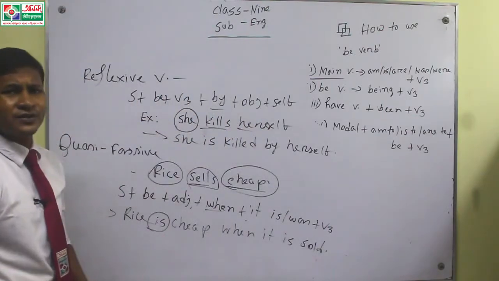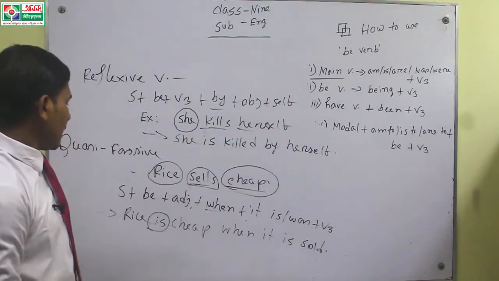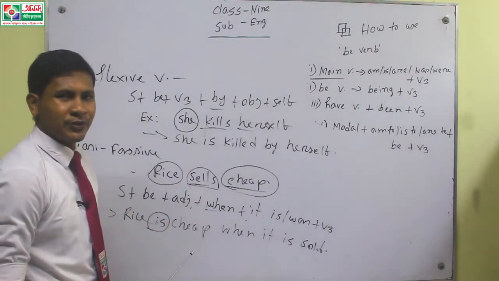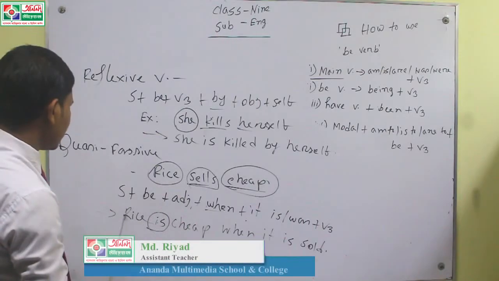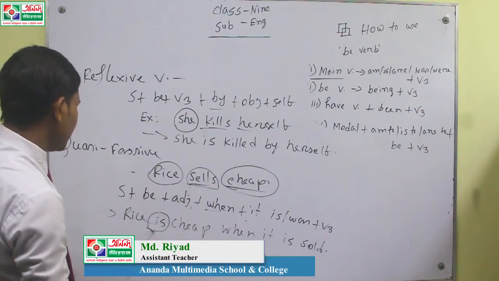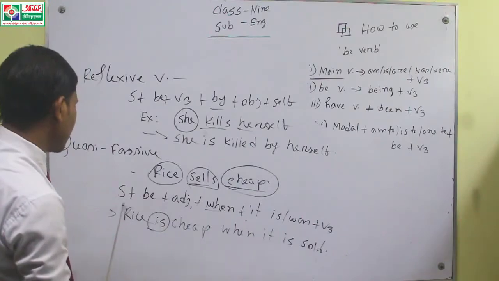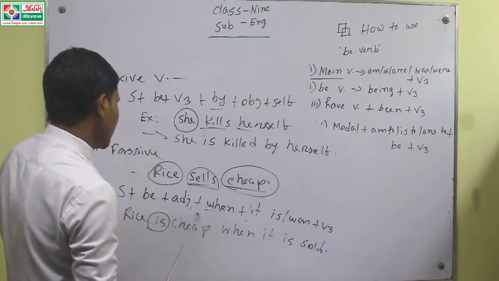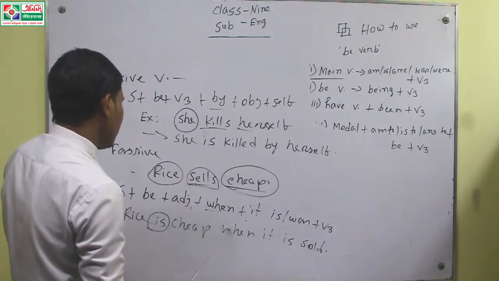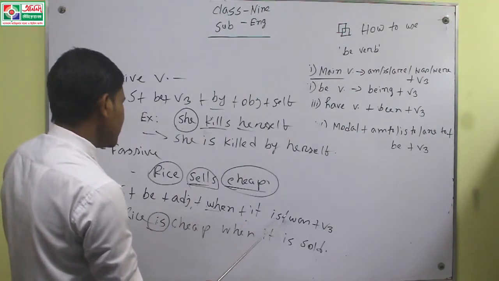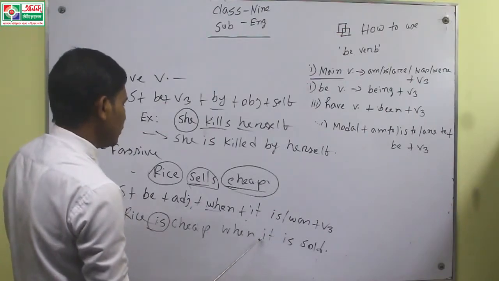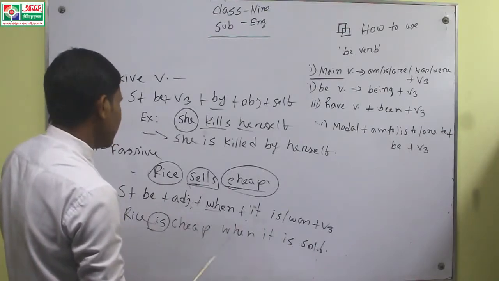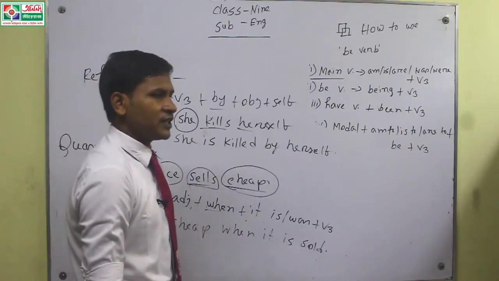Do you understand? Please, I repeat it again. Just listen and watch very attentively. Rice, then the be verb is according to subject verb agreement, then the adjective cheap, then when, then it is or it was. So we use it is, then the verb 3 of sell, which is sold. Do you understand?